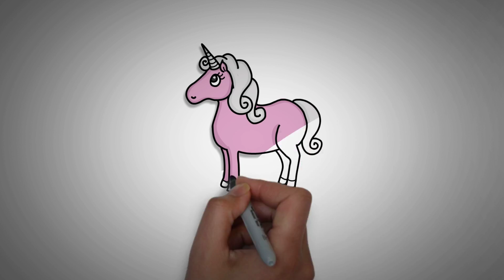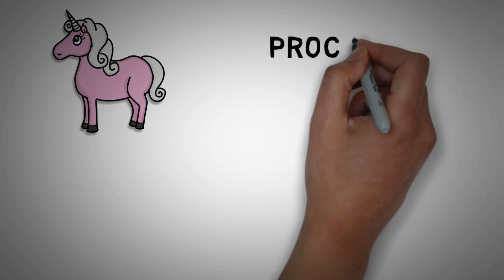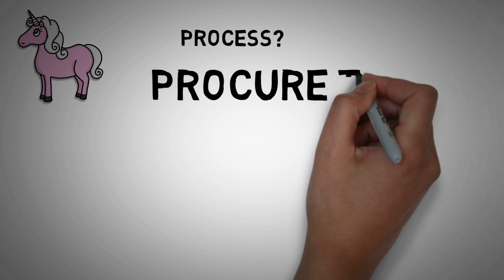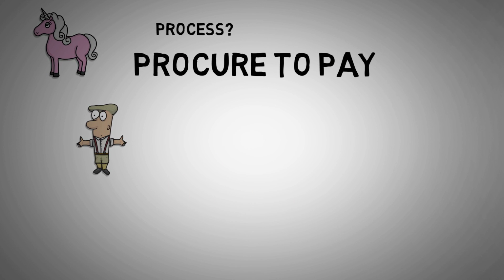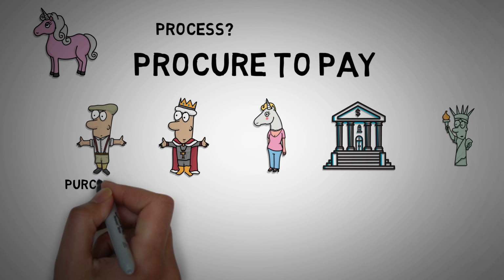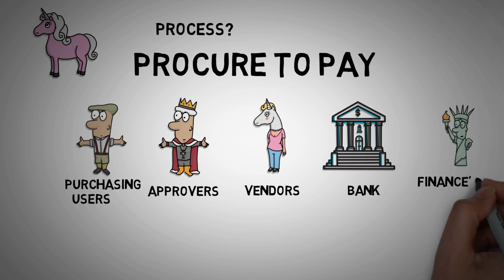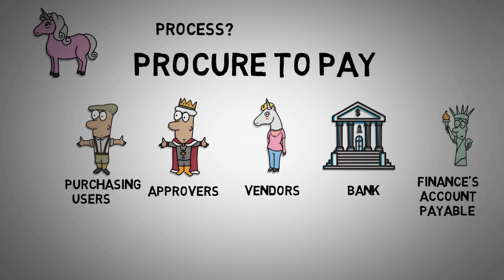You want to buy a horse, what should you do? Any process for you to follow. In an organization, this process is called Procure To Pay. It consists of 5 personas: purchasing user, approver, vendor, bank, and finance account payable.